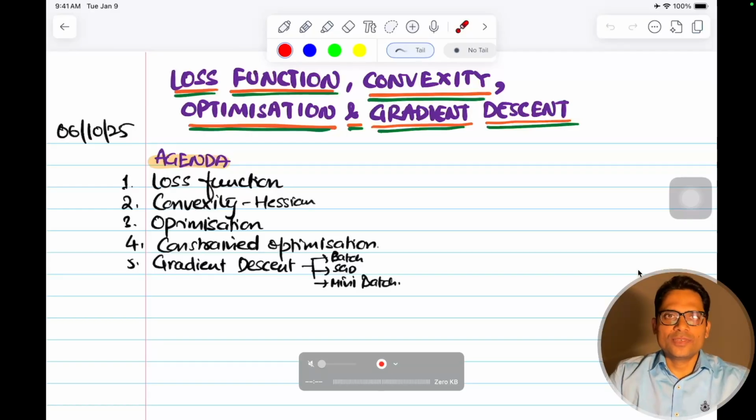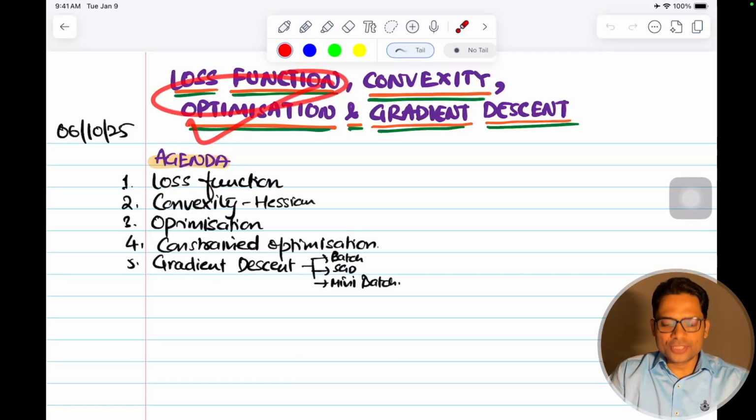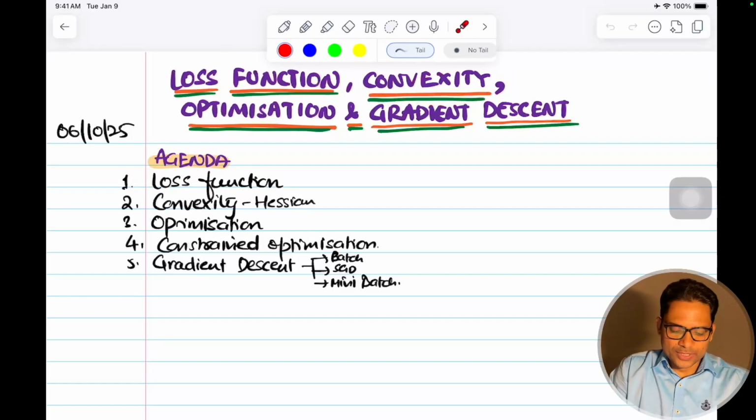In this video, we are going to understand loss function, optimization, and gradient descent. Okay, so let's set up the agenda. We'll also understand some nitty-gritty details within them. So we'll start with loss function. We'll cover the complete life cycle, understanding the loss function and why the loss function needs to be convex.